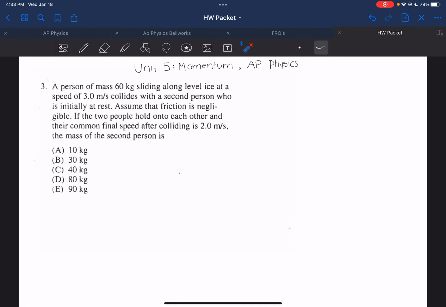Hey guys, today we're going to be doing this AP Physics 1 momentum problem. I'm just going to get straight into it. So, the question says, a person of mass 60 kilograms is sliding down along level ice at a speed of 3 meters per second.